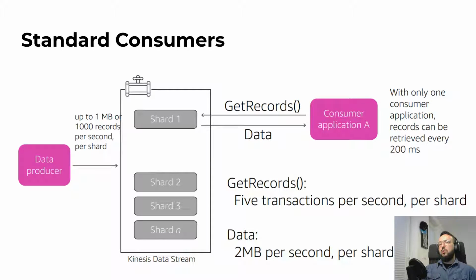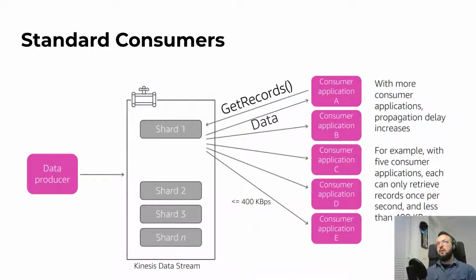Additionally, it will be limited by 2 megabytes per second per shard. So when it comes to the single consumer application that is reading from a single shard, it's not a big deal, because 5 transactions per second per shard and 2 megabytes per second per shard are pretty nice numbers. But the main problem appears when you have multiple consumer applications, because that will actually split the 2 megabytes throughput for a given shard between all those consumers.